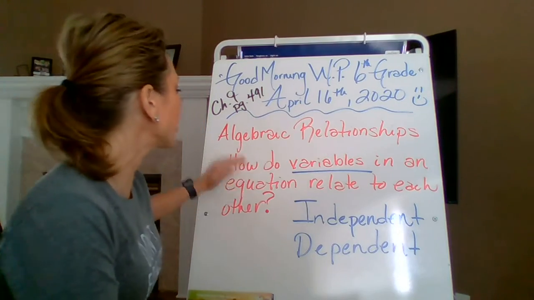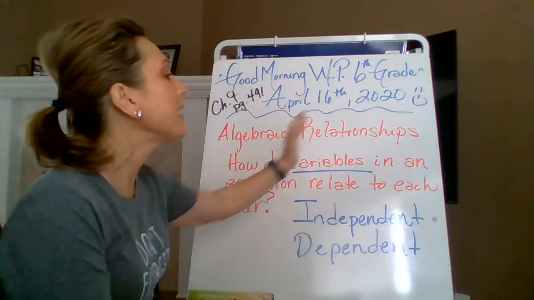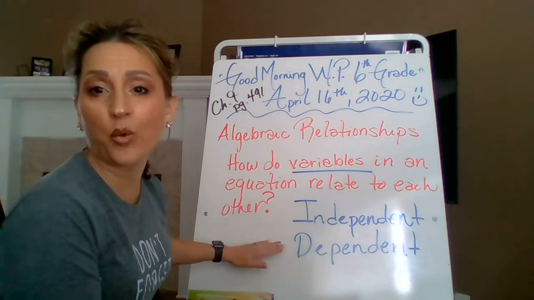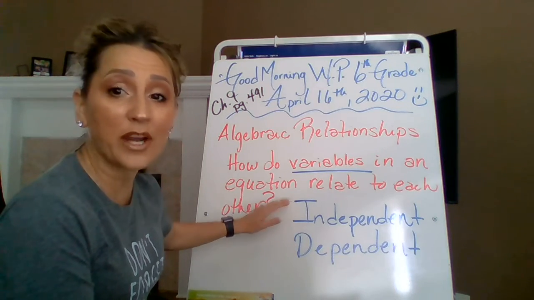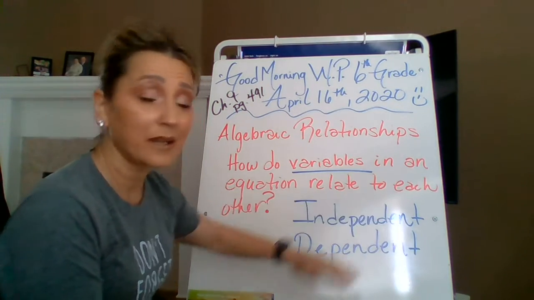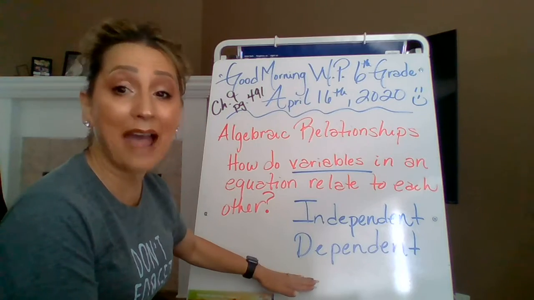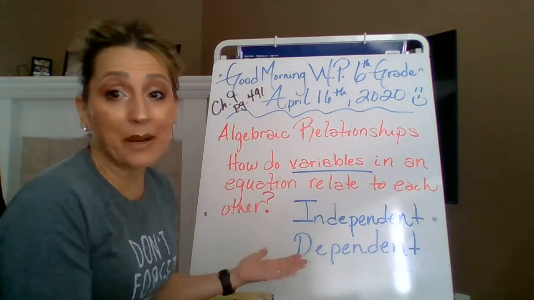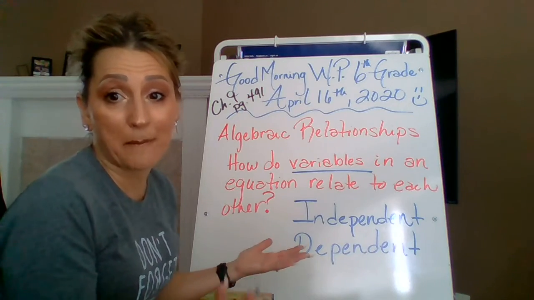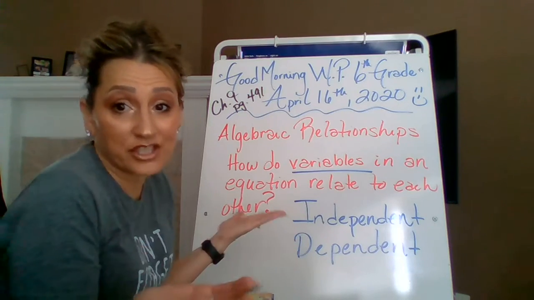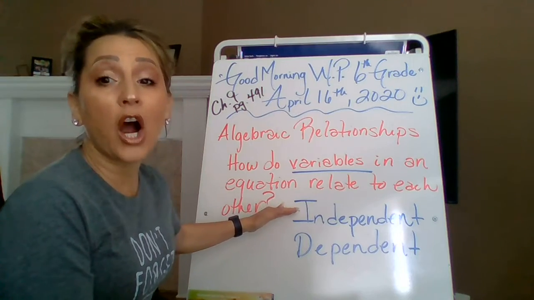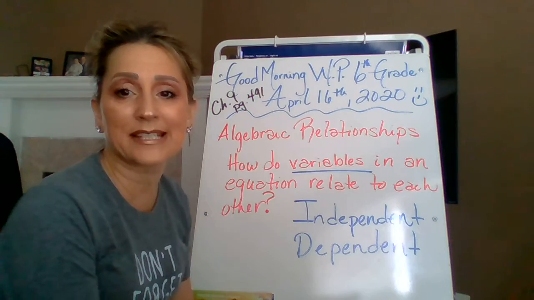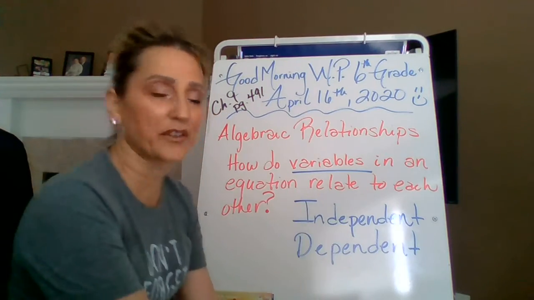So algebraic relationships, how do we tell, or how do variables in an equation relate to each other? Well, one is independent and one is dependent. This one is going to depend on what's going on up here. If mom and dad didn't have you, then there would be no dependency. They wouldn't have to tell anyone when to go to bed. I mean, that's just the fact. So you are not independent until mom and dad release that dependency over you.